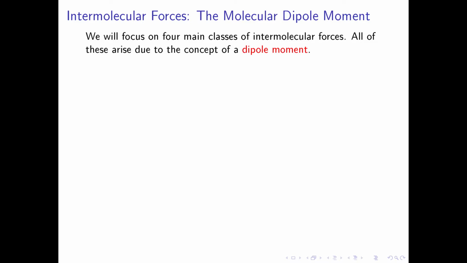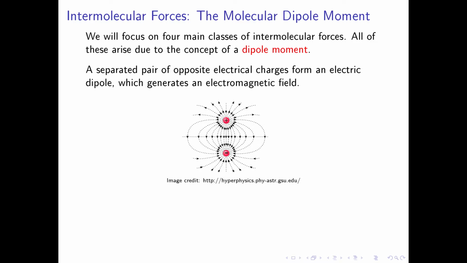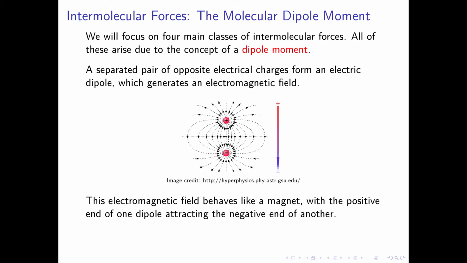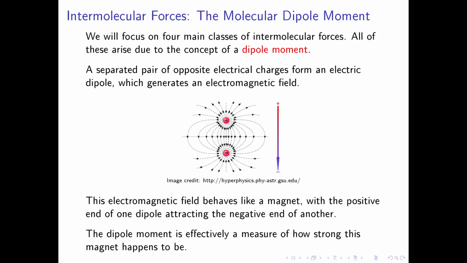We will focus on four main classes of intermolecular forces. All of these arise due to the concept of a dipole moment. A separated pair of opposite electrical charges form an electric dipole, which generates an electromagnetic field. This electromagnetic field behaves like a magnet, with the positive end of one dipole attracting the negative end of another. The dipole moment is effectively a measure of how strong this magnet happens to be.